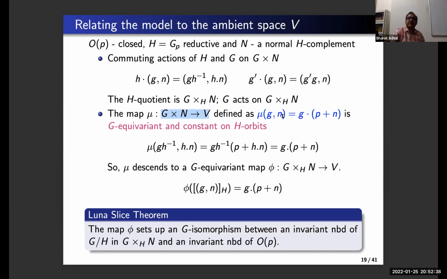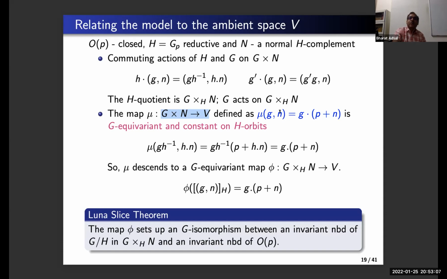Okay, so it's one of the most natural actions that one can think of. Essentially this is the slice, this is the point P. I take an n, I go along n from P and then I hit that with G. One can check that this is a G-equivariant action. As I said, there is a G action on G cross N, and so this action is G-equivariant and it is constant on H orbits. That's a simple calculation.